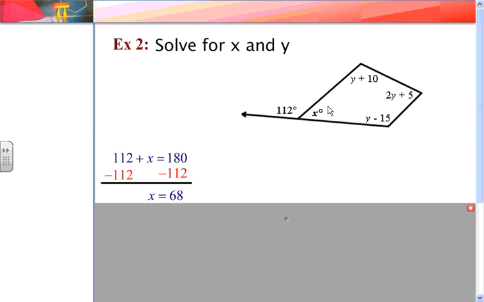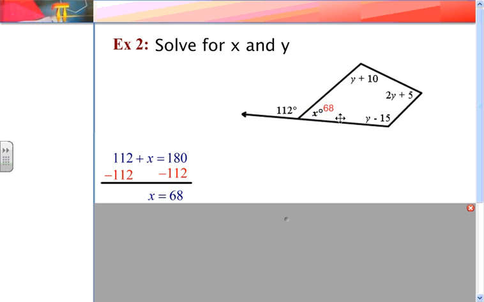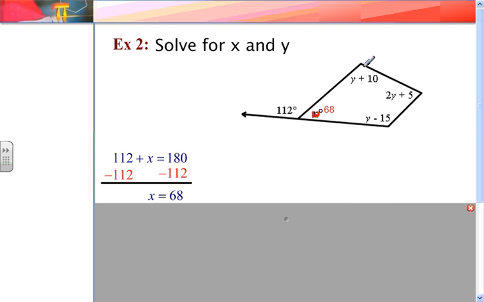So another thing that I like to do is go ahead and put that in my figure. Once I figure out what x is, go ahead and label that in your figure. So there's 68 degrees. I don't care about x anymore because I already know it is 68. So just for the sake of the picture, we'll scribble that out. Now we know that that's 68. Awesome. Okay, so now let's talk about how do I find y.